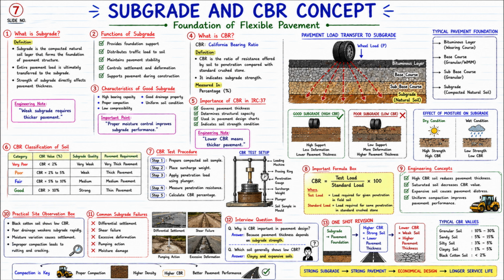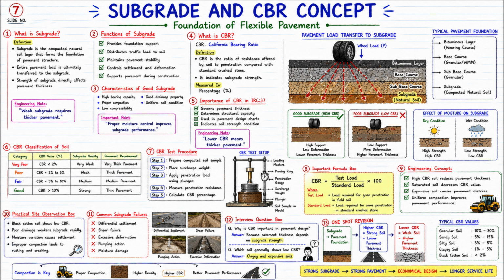Interview question box. Q. Why is CBR important in pavement design? Answer. Because pavement thickness depends on subgrade strength. Q. Which soil generally shows low CBR? Answer. Clayey and expansive soils.